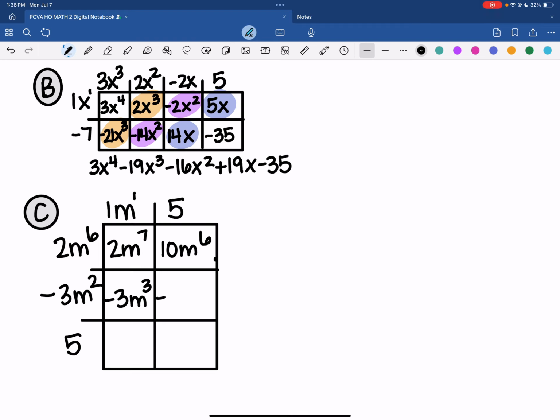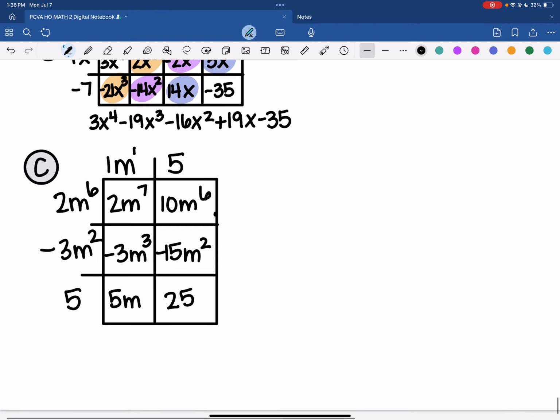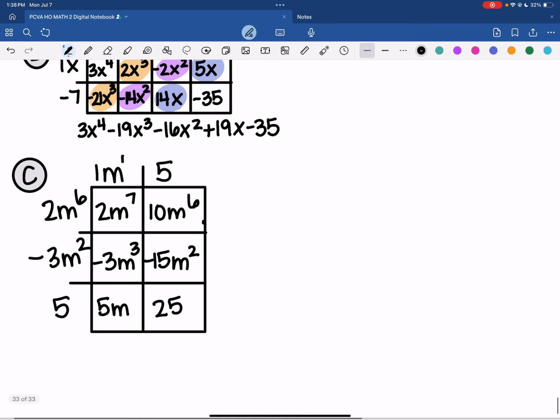-5, 3 times 5 is going to be -15. No m, so we just put m squared. Then we've got 5m and 25. And then, of course, we're going to look for any like terms. So if I'm looking at this, I have a 7, a 6, a 3, a 2. So we actually have no like terms here.